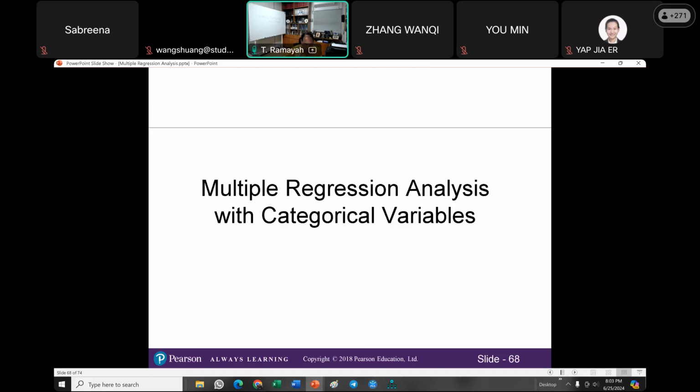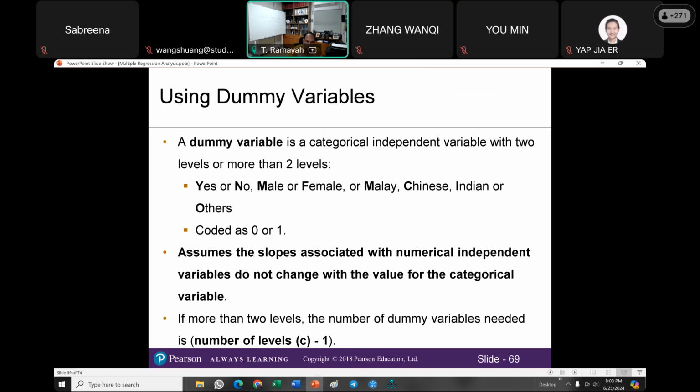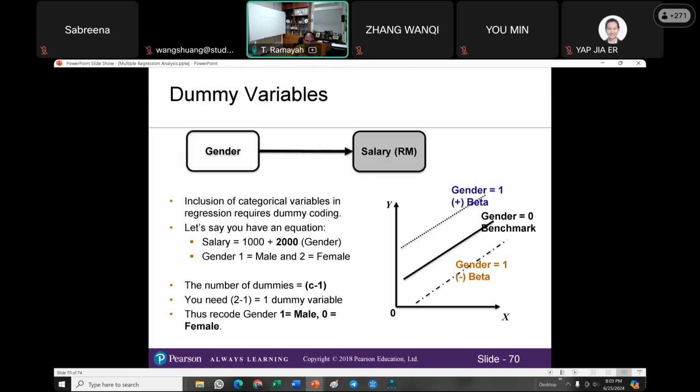If you have a categorical variable, let's say you have male, female, and then you have Malay, Chinese, Indian, others, you cannot enter these variables in your regression. This is where we need to create dummy variables. Dummy variables are coded as 0 and 1 only. So how do you know how many dummy variables are needed? If we have 3 groups, 3 minus 1, you need 2 dummy variables. If we have 4 groups, 4 minus 1, you need 3 dummy variables. That's how you create dummy variables in regression.